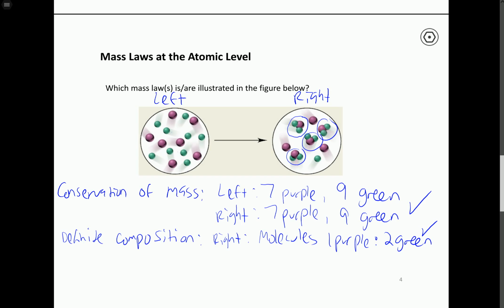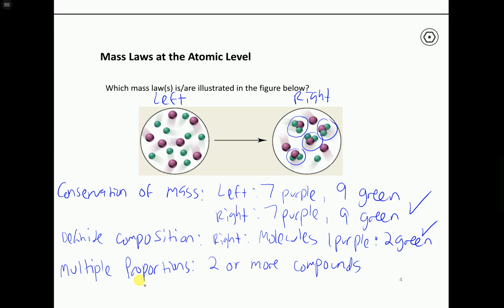Now the one that's the most confusing of the laws and hardest to conceptualize is multiple proportions. We can talk a little bit more about what exactly it means, but the point is, if you're going to demonstrate the law of multiple proportions, you need to have 2 or more compounds with the same elements. Okay, so that's what the law of multiple proportions tells us. It's relationships between multiple compounds that form from the same set of elements.